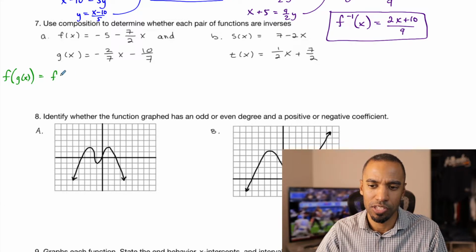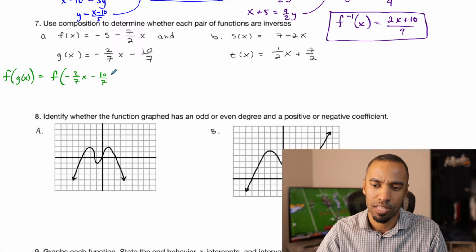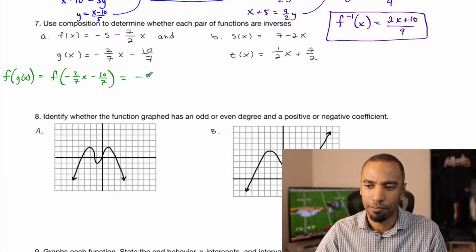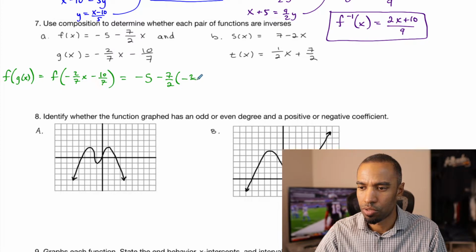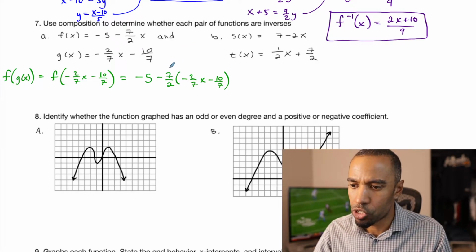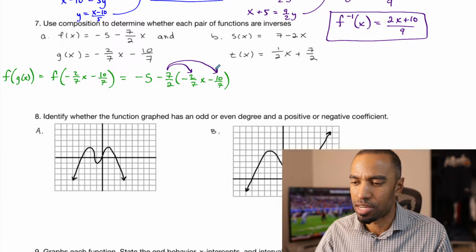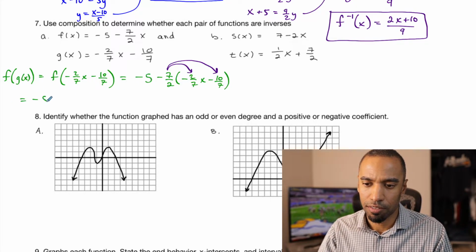All right, so f of g of x means I'm going to take f of negative 2 sevenths x minus 10 sevenths. That means this is going to take x's place in f's equation. So let's go negative 5 minus 7 halves times, instead of x, I'm going to write g's expression, negative 2 sevenths x minus 10 sevenths. It's kind of a lot to work with. I have to distribute the negative 7 halves into negative 2 sevenths x and the negative 7 halves into negative 10 sevenths. So there's a negative 5 still right here.